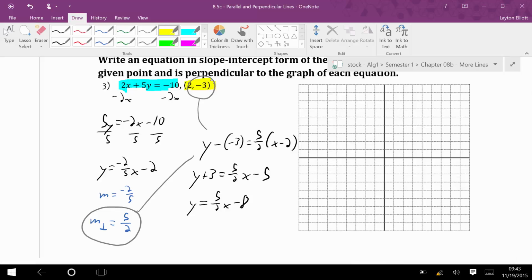Now, let's graph both of these just to confirm that they are in fact perpendicular lines. We're going to do the first one. I'm going to throw that on here, so negative 2/5 is down 2, right 5, down 2, right 5, and up to the left 5. And let's put some half points down so I can connect this pretty smoothly.